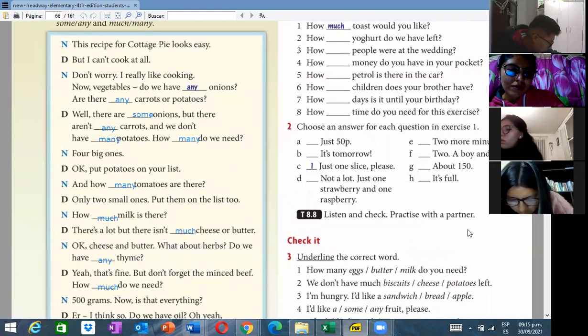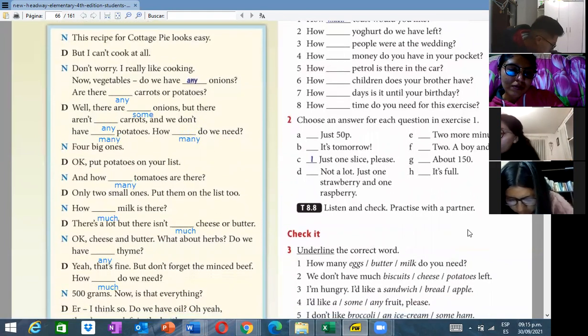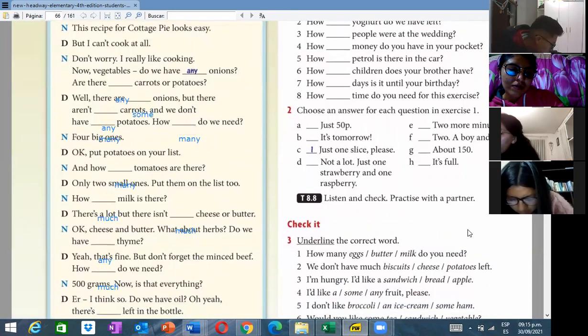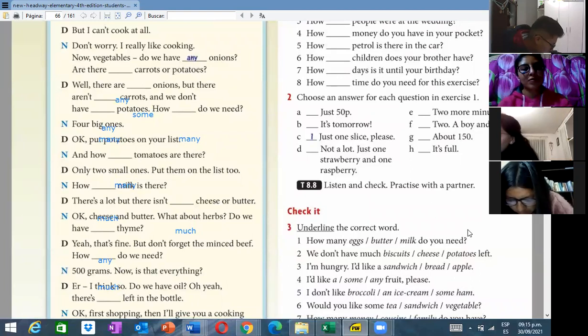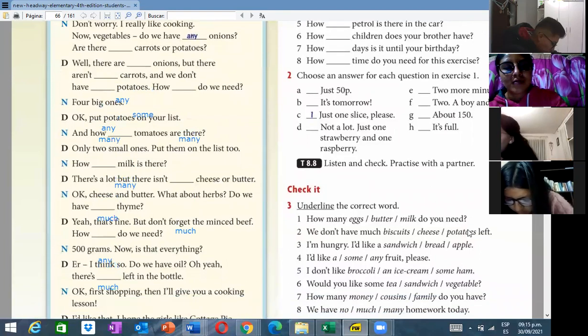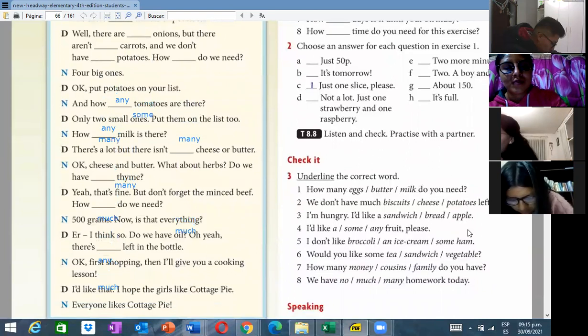I think so. Do we have oil? Oh, yeah. No, there's some left in the bottle. Okay. First shopping, then I'll give you a cooking lesson. Oh, I'd like that. I hope the girls like cottage pie. Everyone likes cottage pie.